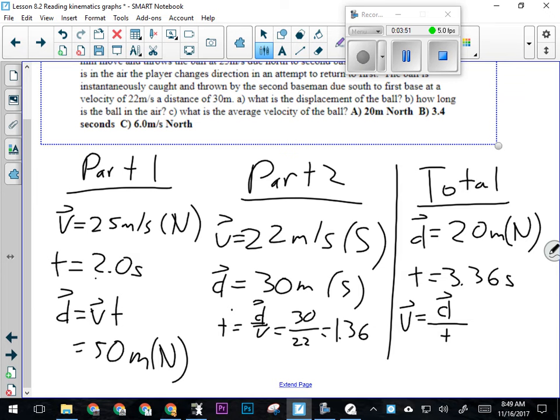V average is average velocity. It's the same thing. Sorry, because I wrote it in the total, I didn't write V average, but yes, this is V average. So we'd have our 20 meters divided by 3.36 seconds, and that would give us our 6 meters per second. Everybody all right with that one?